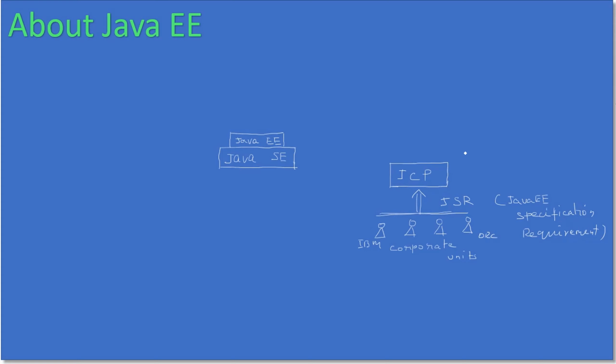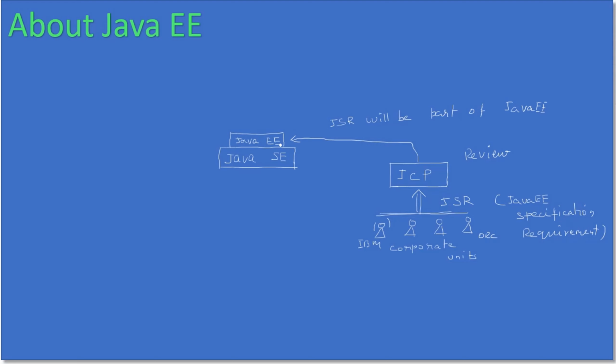JCP will perform a review on the submitted requirement. So once they see any issues, they will talk to whoever is submitting it. So any one member will submit, so they will talk to that concerned group and they will sort out the issues. After the review is finalized, they will publish that requirement to JavaEE specification. So the specification will be part of the JavaEE.